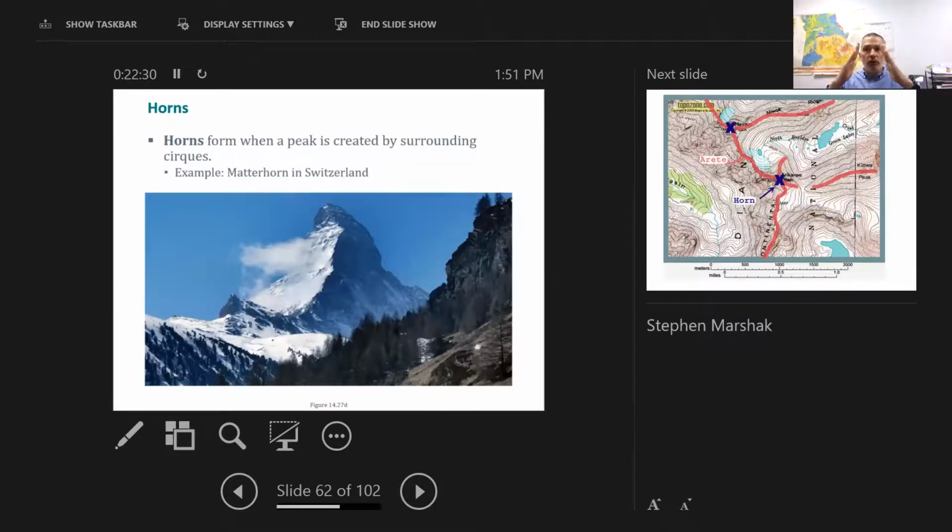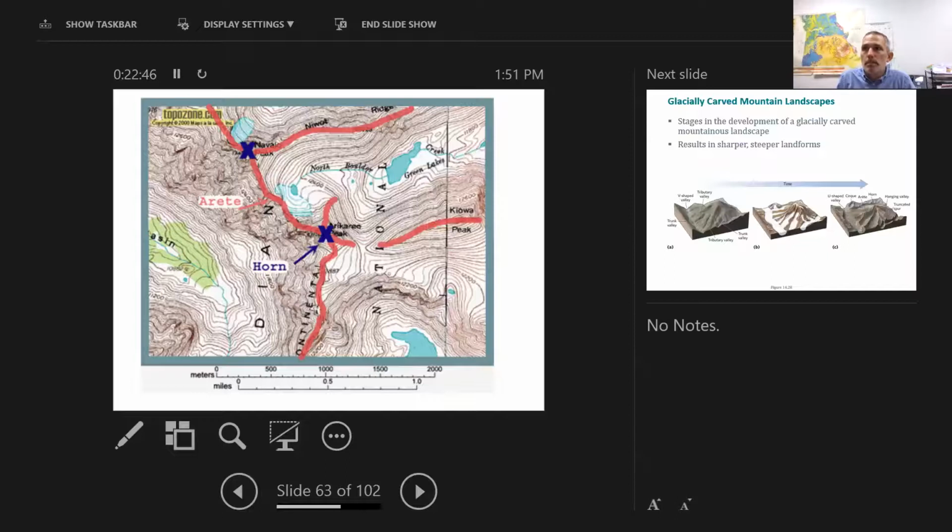Now, if multiple cirques are coming together, what's going to happen is the center portion that has a cirque on all of these different sides, three or more cirques coming together, are going to leave a point called a horn. So in this case, these red lines are indicating different arêtes. You can see this large U-shaped valley here, this large U-shaped valley here. And so from X to X prime here is a steep region known as that arête. And we have another arête here, another arête here. And where those arêtes are coming together are these individual peaks called horns.